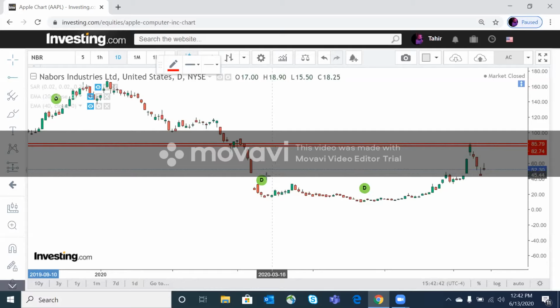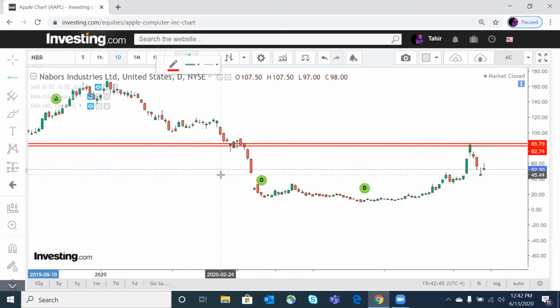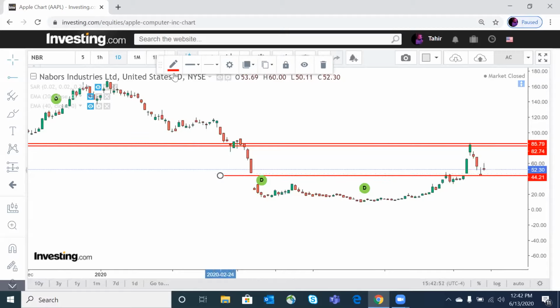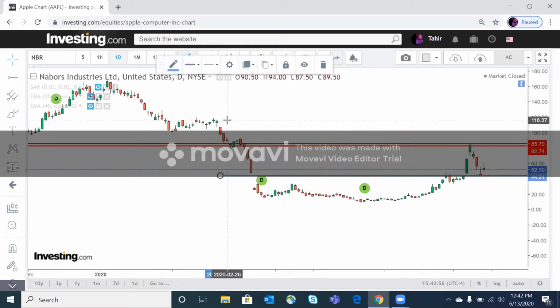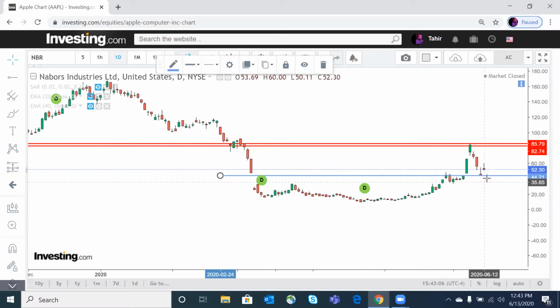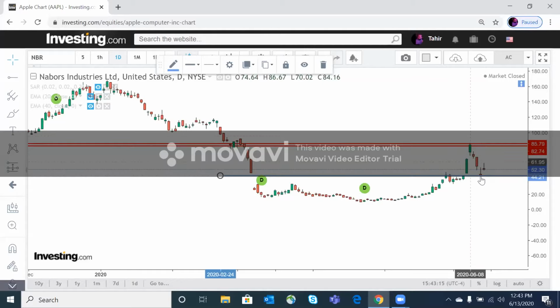So this stock seems to have a support at this level. Those who don't know how to calculate the support, just focus when I'm making these lines. Slowly and gradually, you will get an idea how we draw support and resistance lines. See this point: when it was going down here, it took a support at this level. And this point actually prevented the stock price from falling beyond this level.